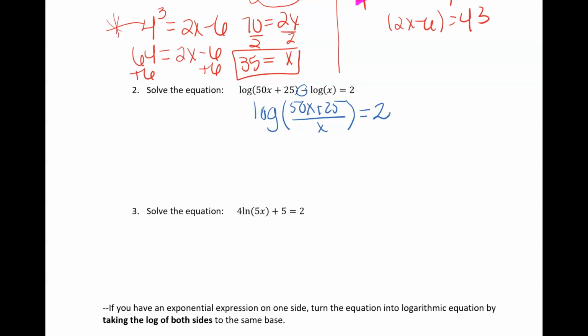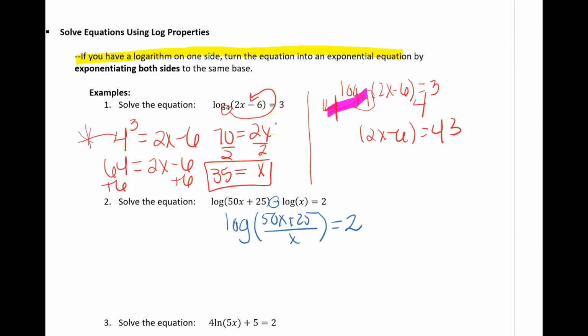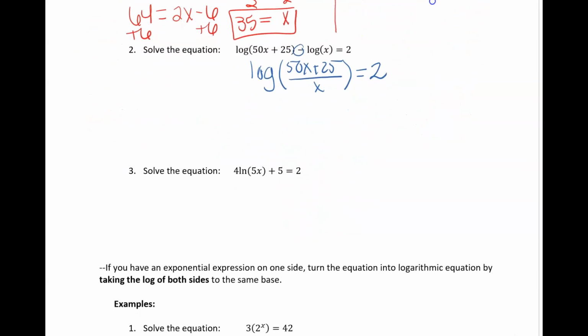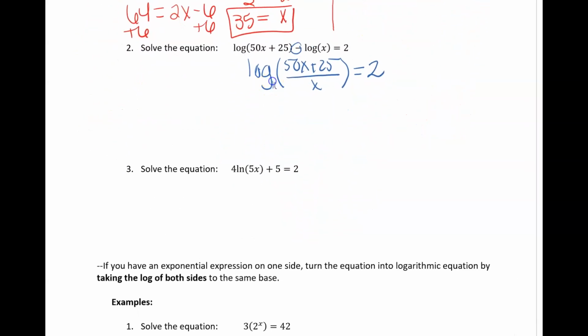And then from there, I'm going to say, okay, I could solve it, but let me try that new way. If it doesn't have a base, it's an assumed, sorry guys, it's an assumed base 10. So I'm going to raise both of these to the power of 10. This is the inverse property, so I would just be left with 50x plus 25 over x. And over here, 10 squared would be 100. And then I could solve from there.